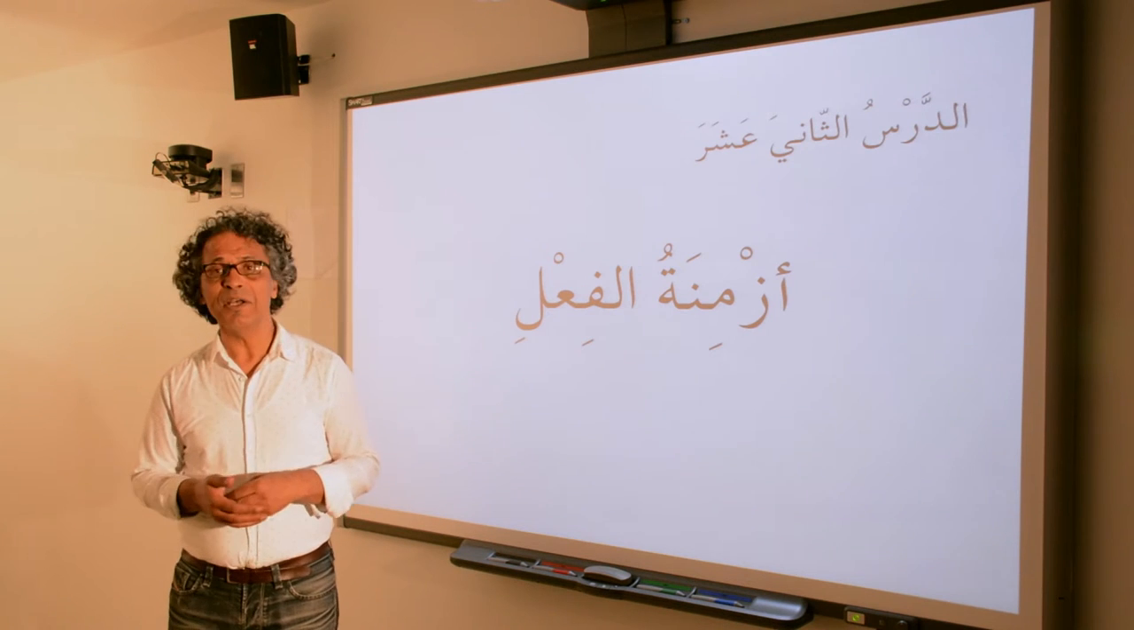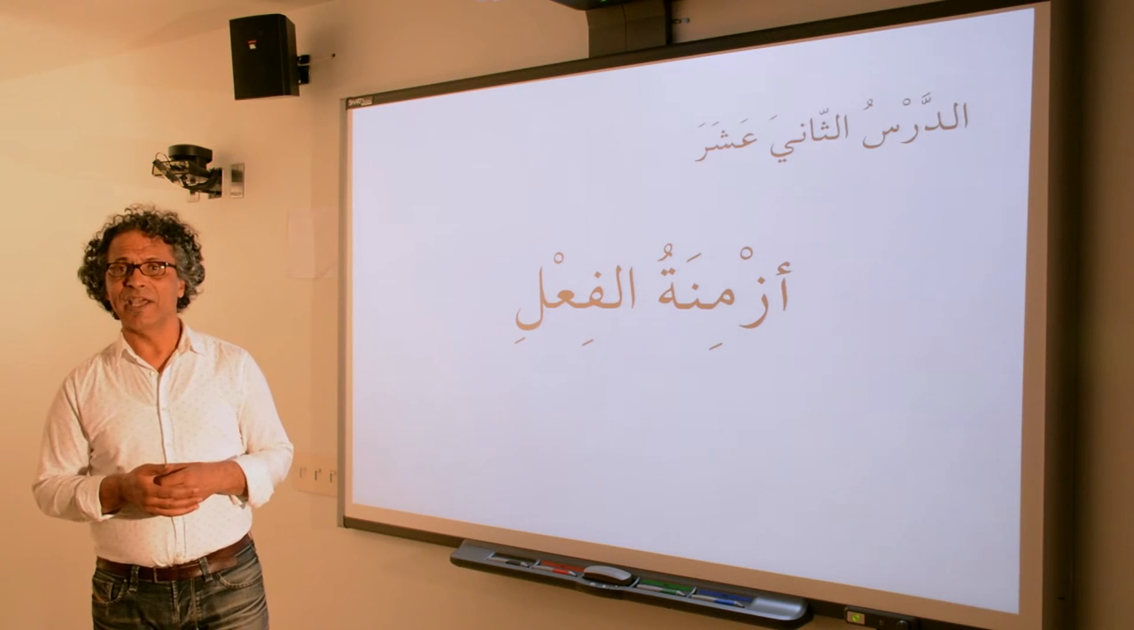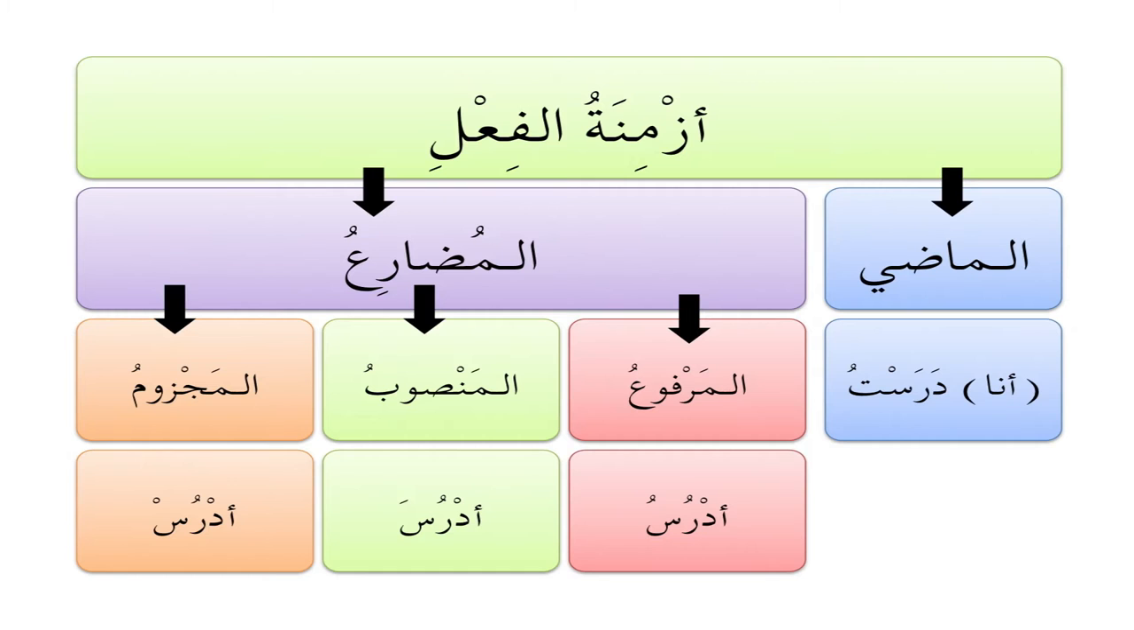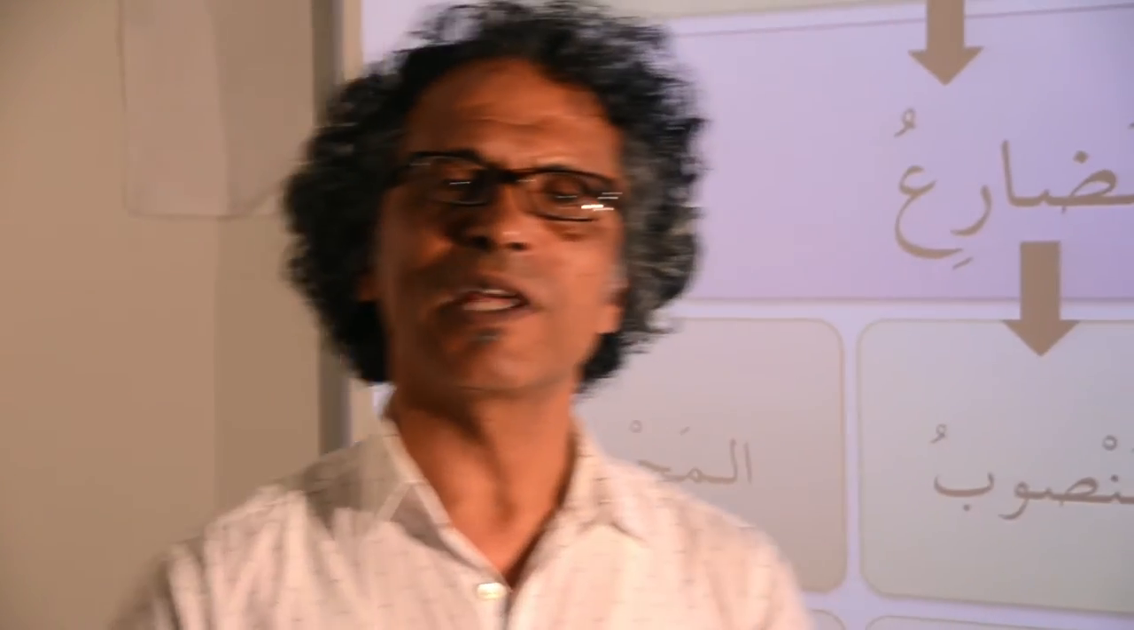ودرسنا اليوم هو أزمنة الفعل، يعني verb tenses. أزمنة الفعل في العربية تنقسم إلى زمنين، الماضي والمضارع. يعني tenses are grouped into two groups, the perfect and the imperfect. What does the perfect mean? The perfect means that an action is done and over and finished in the past.